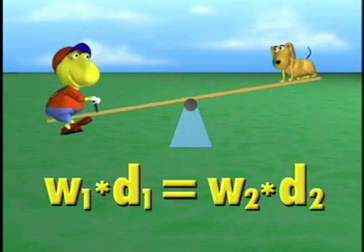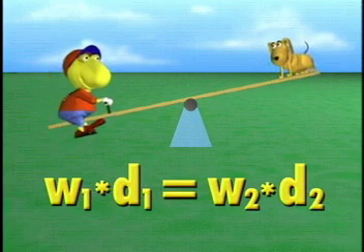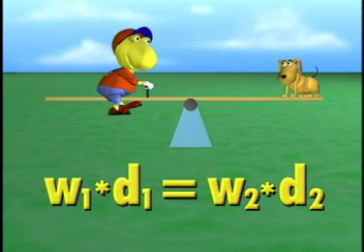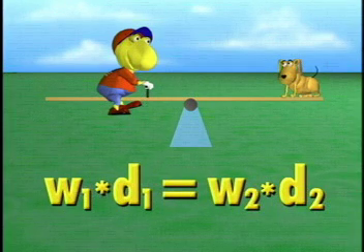By moving Norbert on the left side of the pivot point closer in, you can see the seesaw becomes balanced. In mathematical terms, the weight of Norbert times his horizontal distance to the pivot point is equal to the weight of Zot times his horizontal distance to the pivot point.